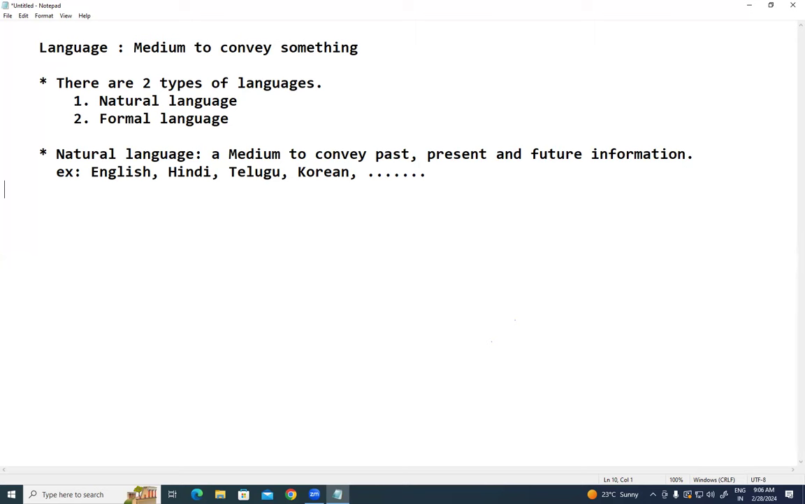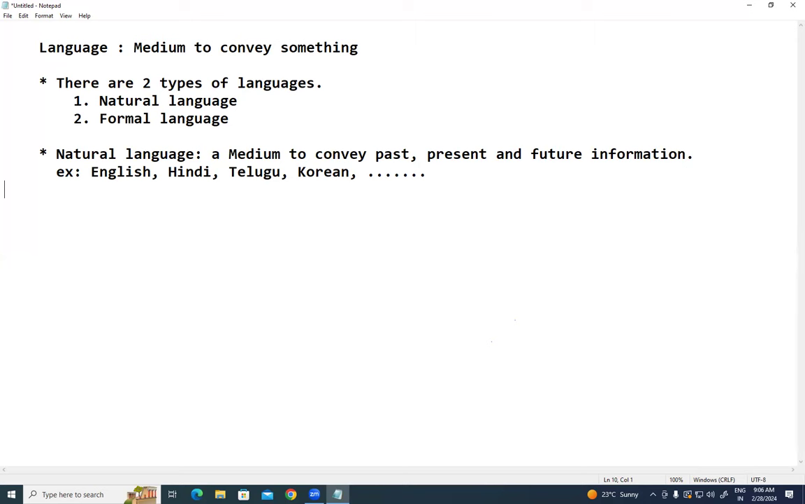Cool. Don't worry, guys. I'll take care of you. You will feel very easy in writing the coding. That I can assure. Come to the point. Programming languages are used to convey specific things to the machine. That's okay, good.